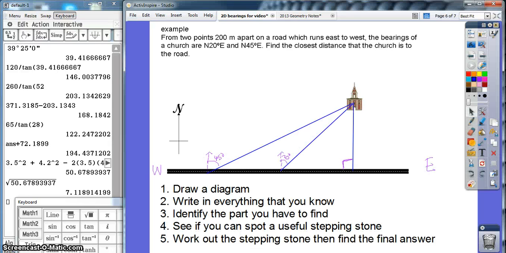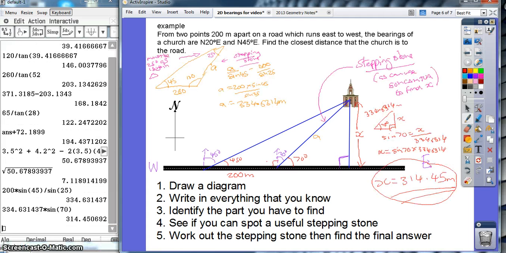Okay, so what we've got here, we've done the draw the diagram and the write in everything you know. Look carefully at where those angles came from. Most common mistake would probably be to put those on the inside of the triangles. I've put a few more things in now. We know this is 200, this is 45 because this is 45, this is 70 because that's 20. There's my stepping stone, there's my stepping stone, and there's my final answer.